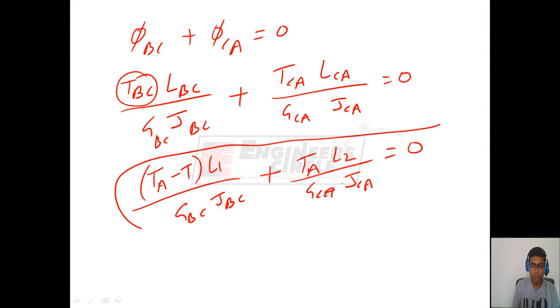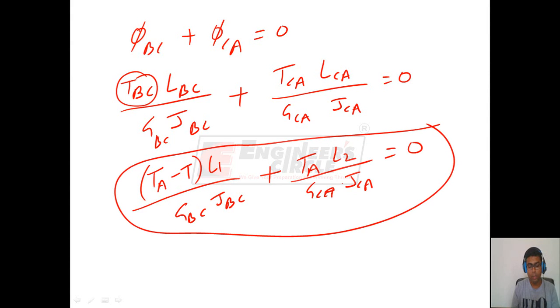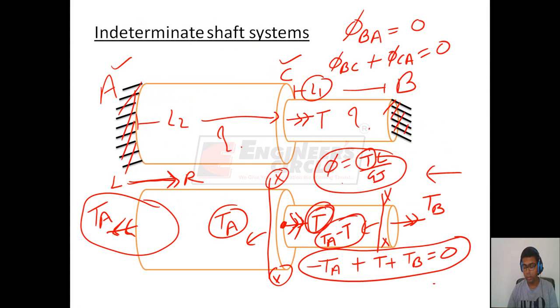So now we have one more equation containing TA, and we have already used one equation of statics, that is this equation. So we have two equations, two variables. Using this we can find the reactions T and TB. So these torque reactions T and TB are found by using one more equation of geometrical compatibility. So these systems are indeterminate shaft systems.